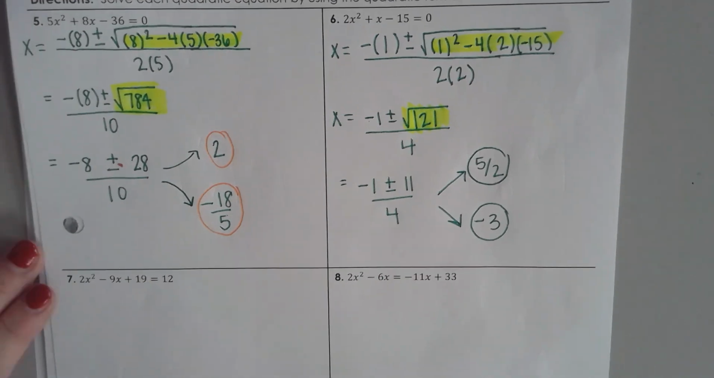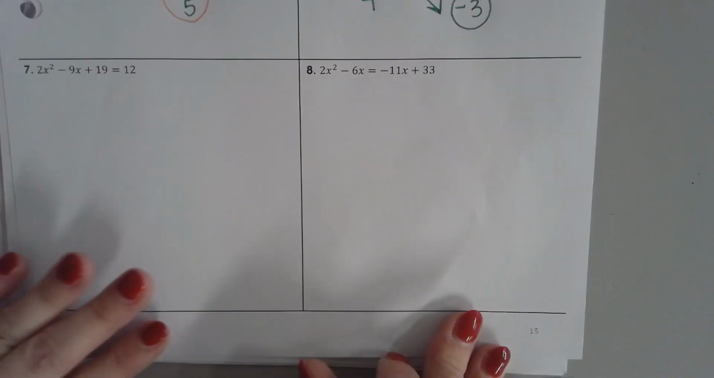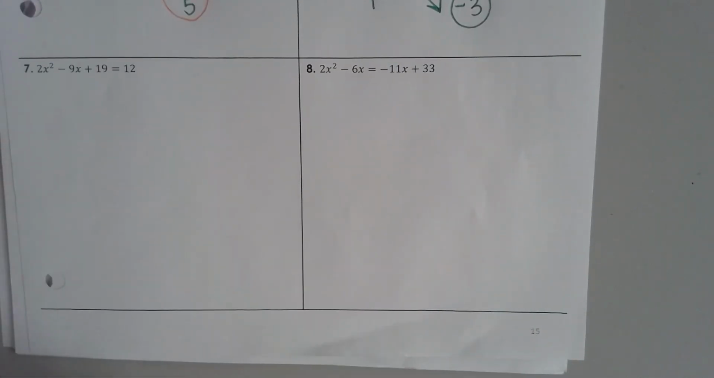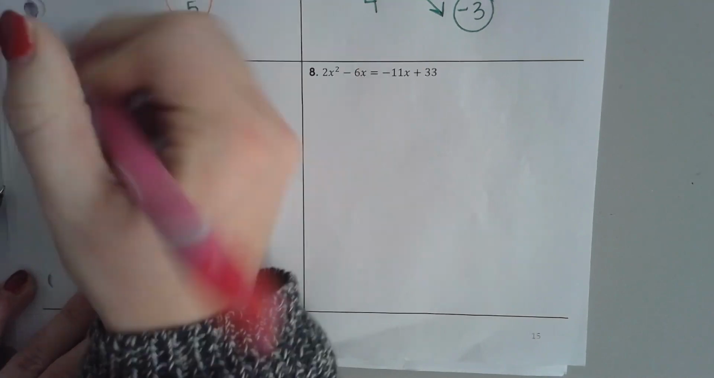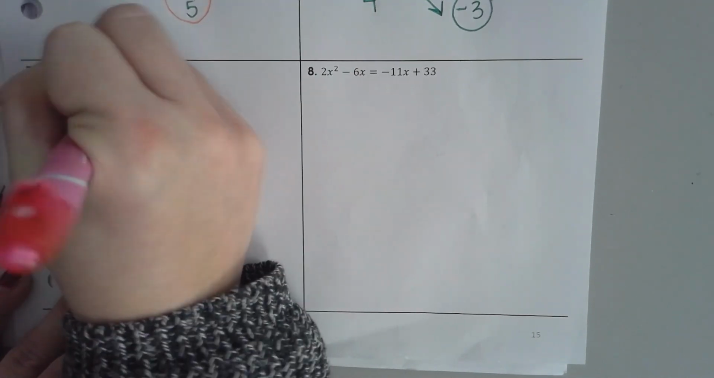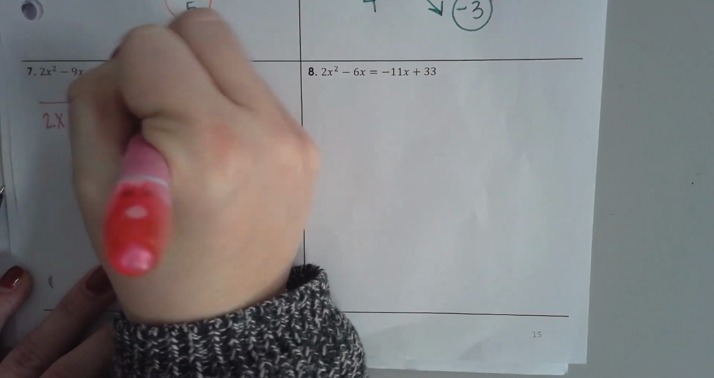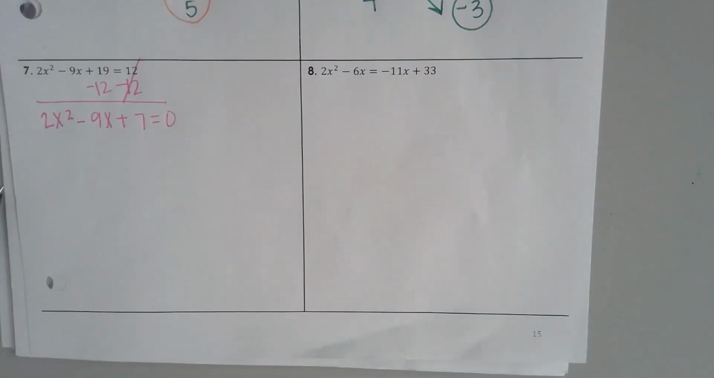All right, number 7. Notice anything about number 7? It's not equal to 0. You have to get it equal to 0 first. Minus 12. Yep, so we'll subtract 12 from both sides. That is something you have to watch out for, but that's the same thing on factoring. You have to have it equal to 0 to do factoring too.